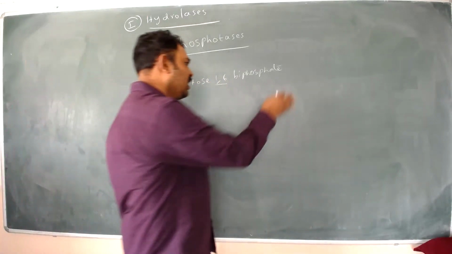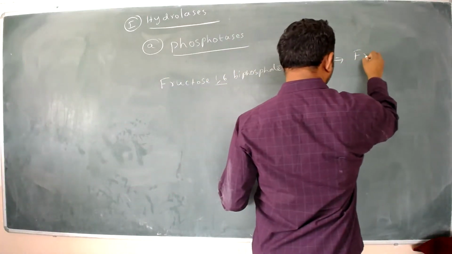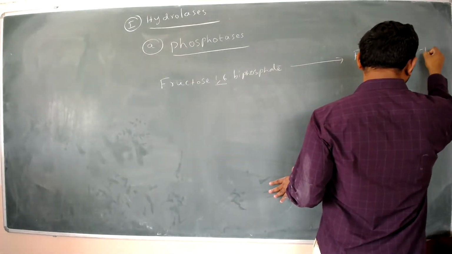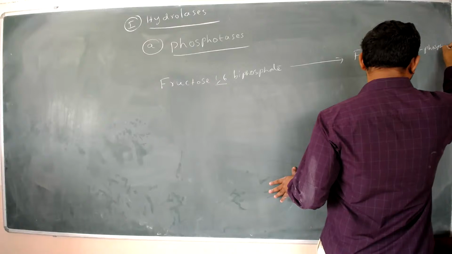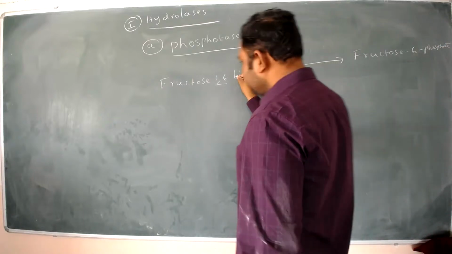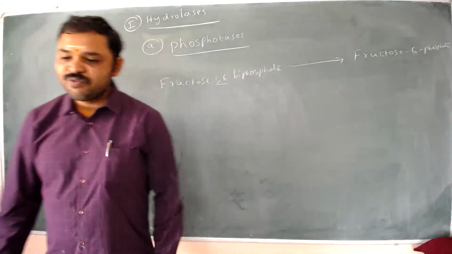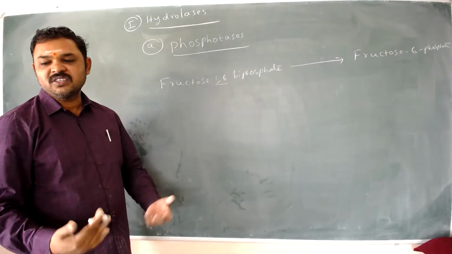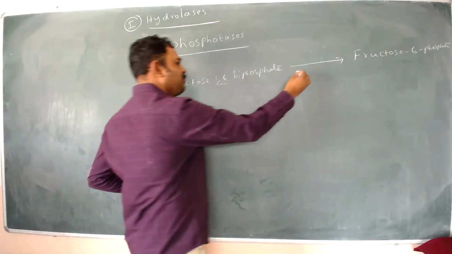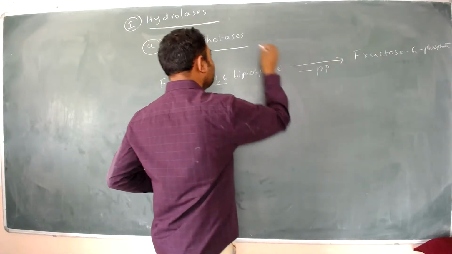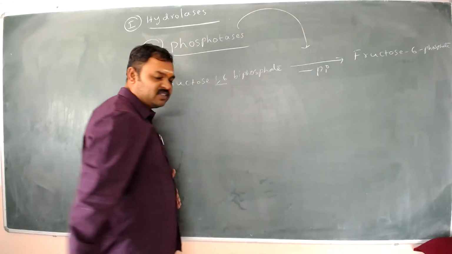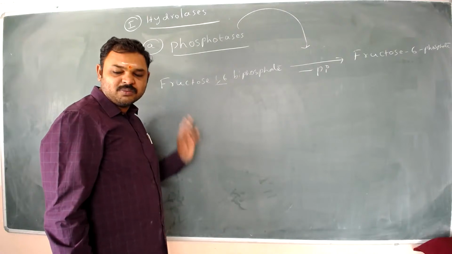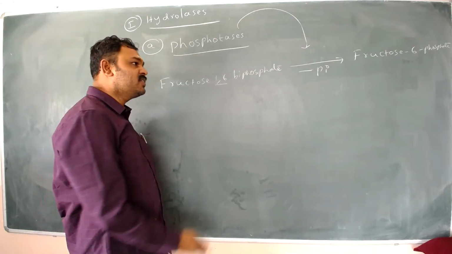But this is here converted into fructose 6 phosphate. How is this converted? Fructose 1,6 biphosphate is converted into fructose 6 phosphate. What does it mean? The first position phosphate is lost. So here, in this removal of phosphate, what is the enzyme involved? Phosphatases. The enzymes which are involved in the removal of a phosphate group from a substance are called phosphatase enzymes.